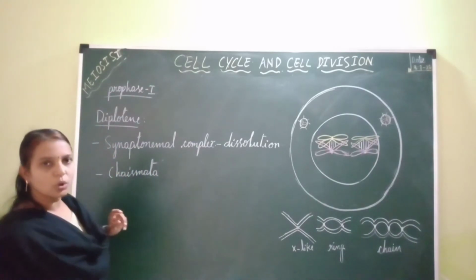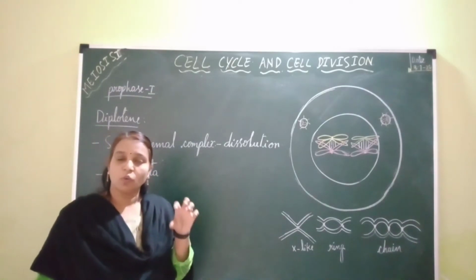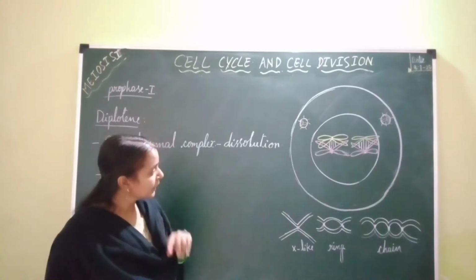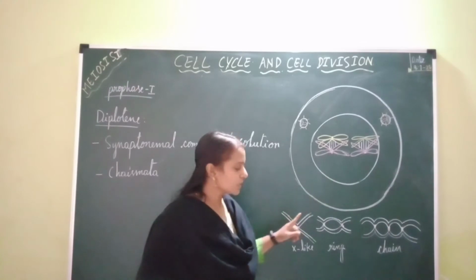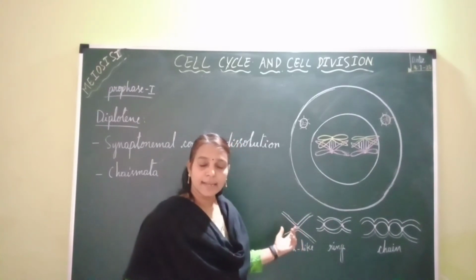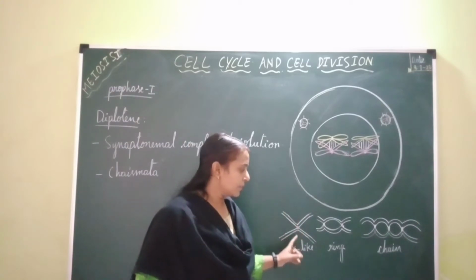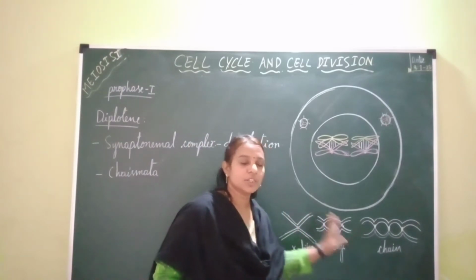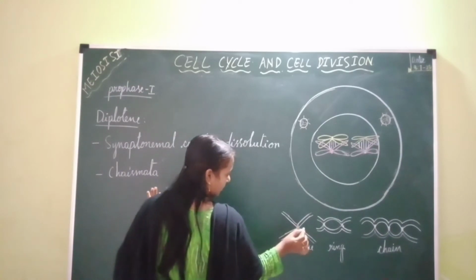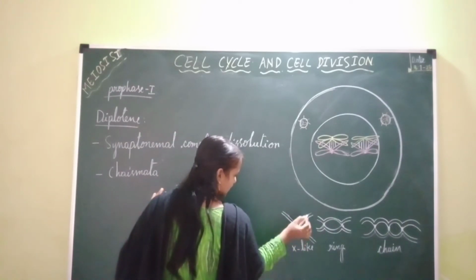Now on the basis of position of chiasmata and the number of chiasmata, these homologous pairs of chromosomes appear in different shapes. Generally they appear in X shape. So they may be X-like or ring-like or chain-like. Let's see how this X shape is formed.